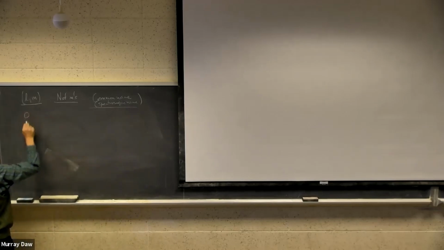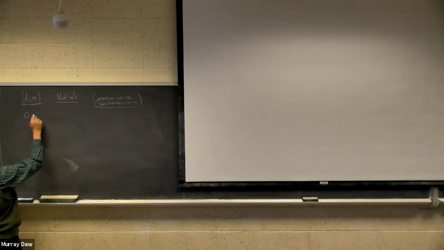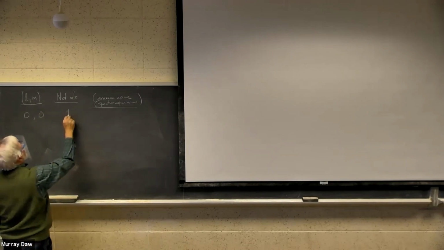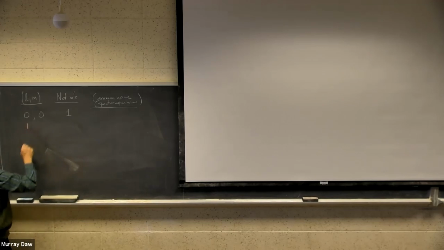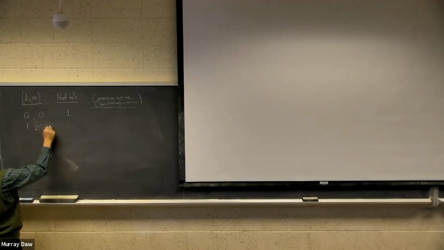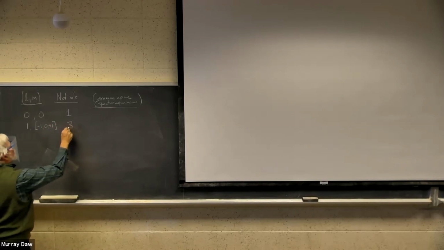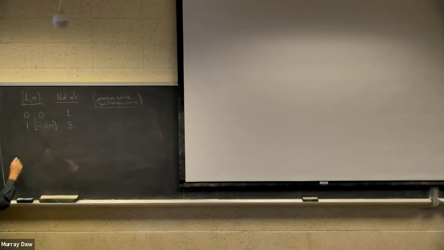Okay, so the first value of L could be 0. m ranges from negative L to plus L. So what are the values for m? 0. How many do we have? Just one. L could be 1. That's the next value of L. What are the allowed values of m? How many are there? 3. Next value of L is 2.